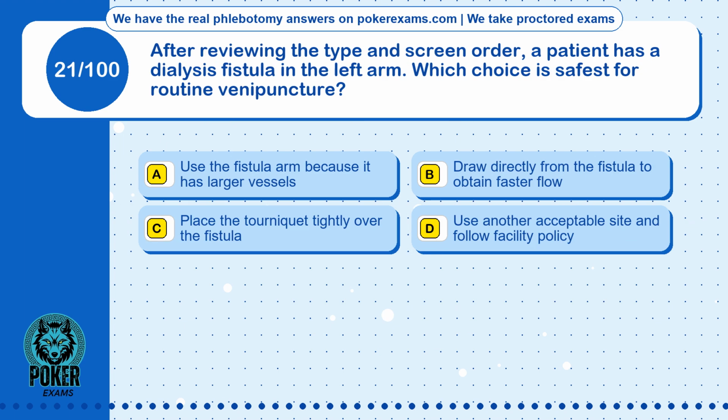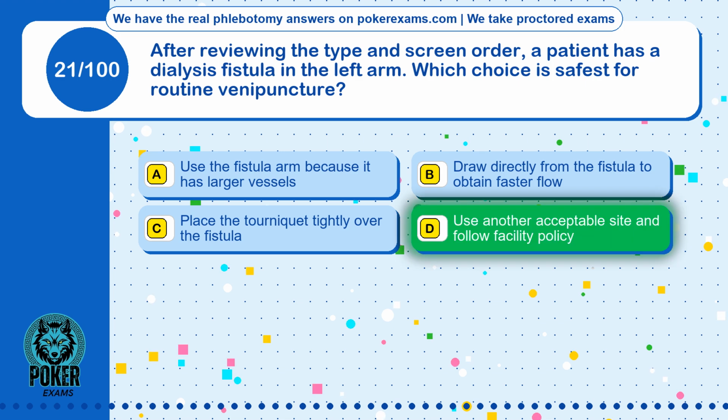Question 21. After reviewing the type and screen order, a patient has a dialysis fistula in the left arm. Which choice is safest for routine venipuncture? Option A. Use the fistula arm because it has larger vessels. Option B. Draw directly from the fistula to obtain faster flow. Option C. Place the tourniquet tightly over the fistula. Option D. Use another acceptable site and follow facility policy. The correct answer is option D.